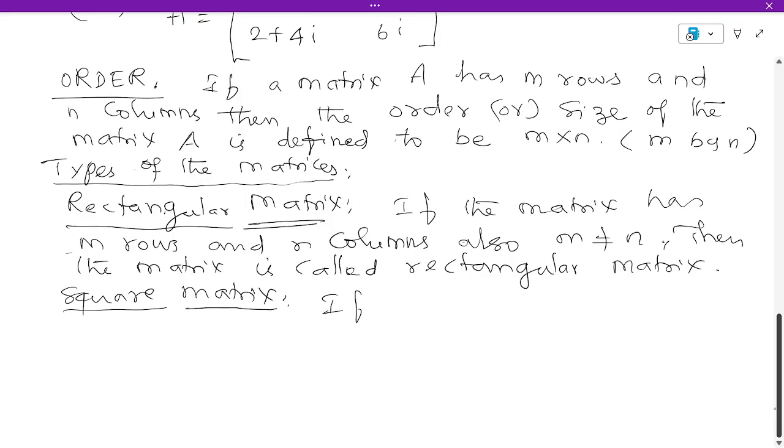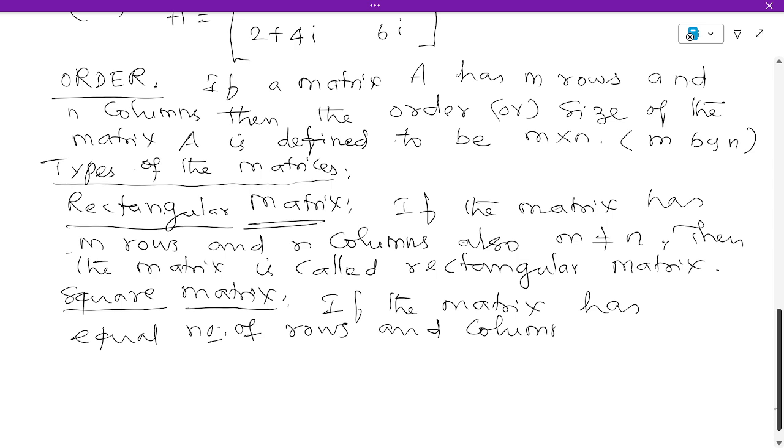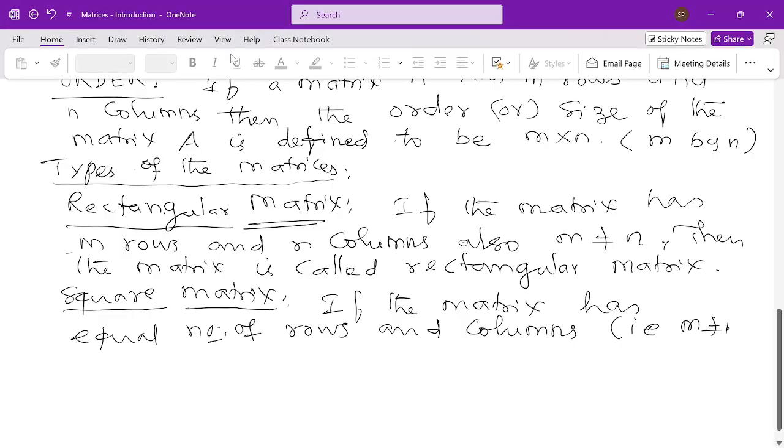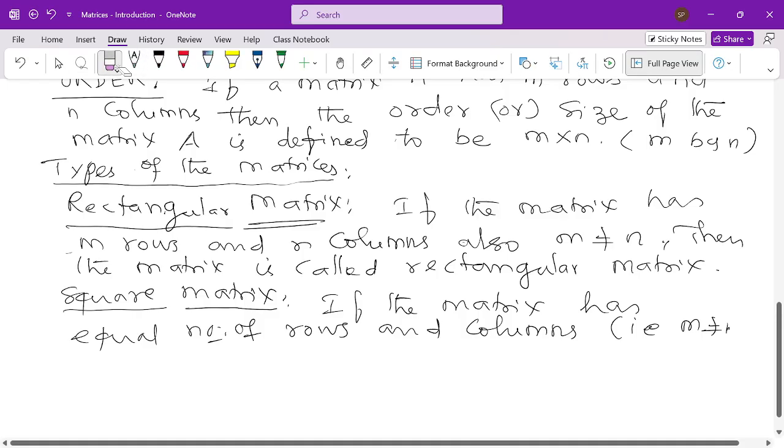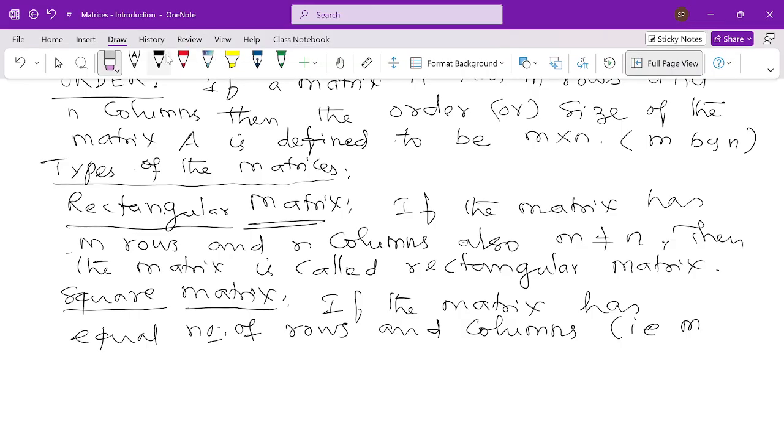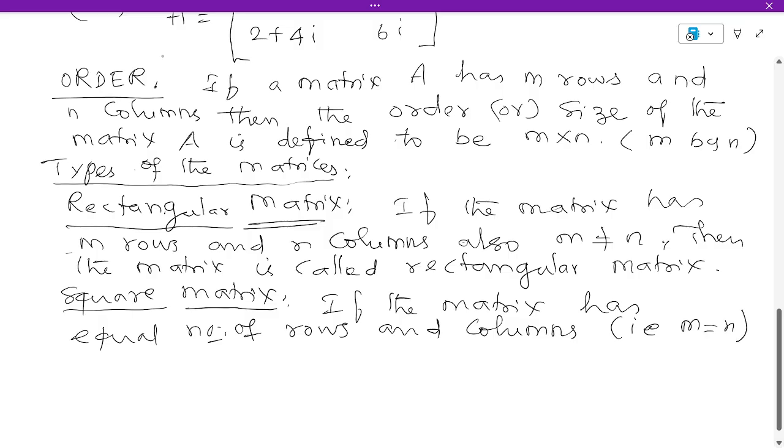The definition is that if the matrix has an equal number of rows and columns, that is m equal to n, equal number of rows and columns, then the matrix is called a square matrix.